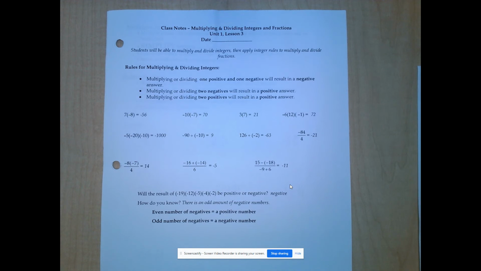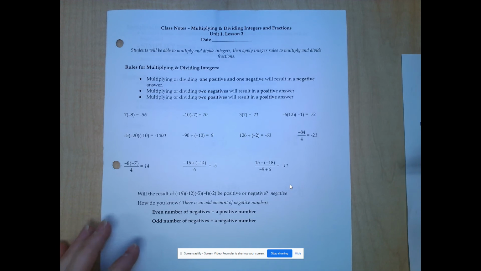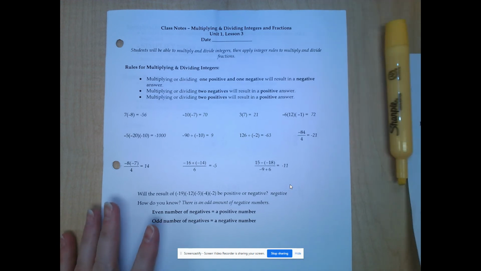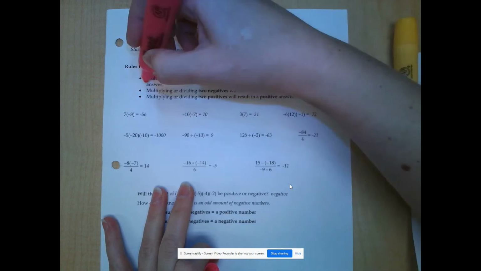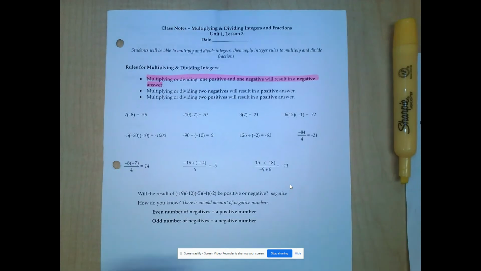So first of all, integers, whole numbers that are either positive and negative. So you will notice there are no decimals. There are no fractions when we're talking about integers. Multiplying or dividing, one positive and one negative will result in a negative answer. And the reason I'm going to highlight this in pink is because a lot of times we think of things that are negative being, like, in red.